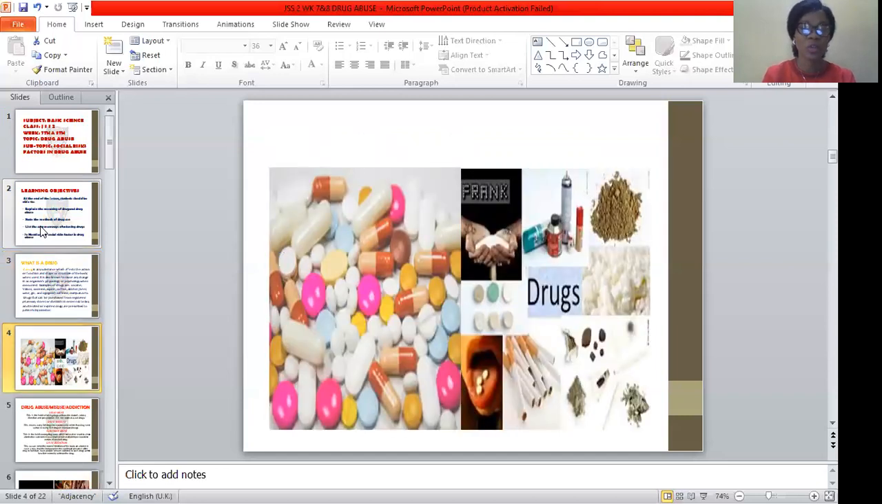These are pictures of different drugs: paracetamol, aspirin, name them. We can see hard drugs, the ones we refer to as drug abuse. We can see cocaine, weed, cigarettes, alcohol. Alcohol is categorized as drugs too. You can see different samples of drugs that when we use, it can affect our normal body functioning.